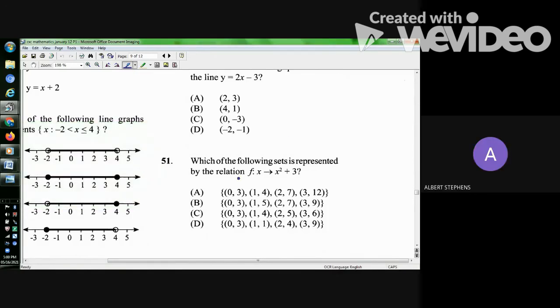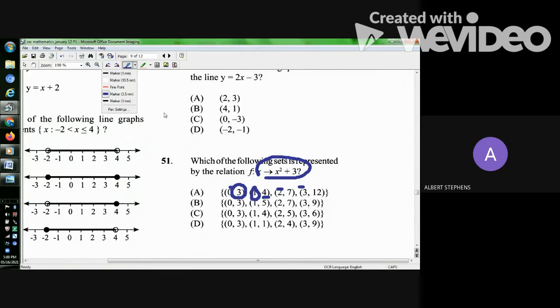So this one question, I'll have to end with this question here. Basically, what they're saying is these are X values, right? 0, 1, 2, and 3. If I put 0 in this relation, I'm supposed to get 3. If I put 1 in this relation, what should I get? 4, etc.